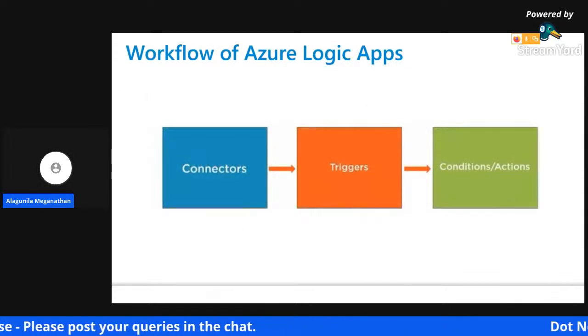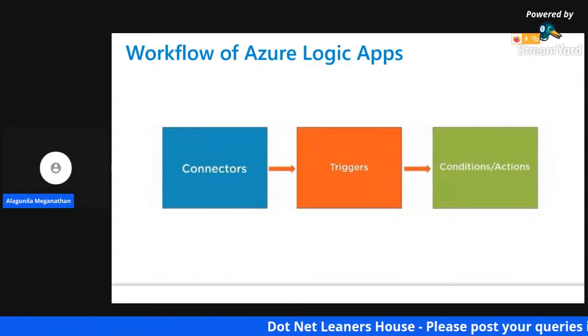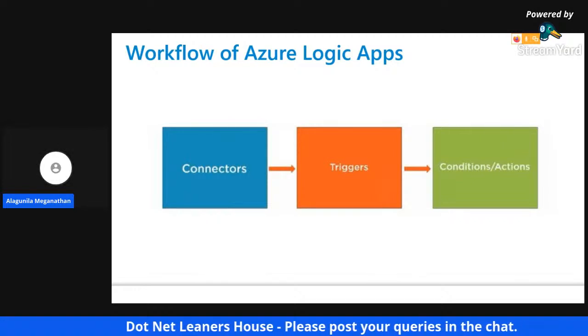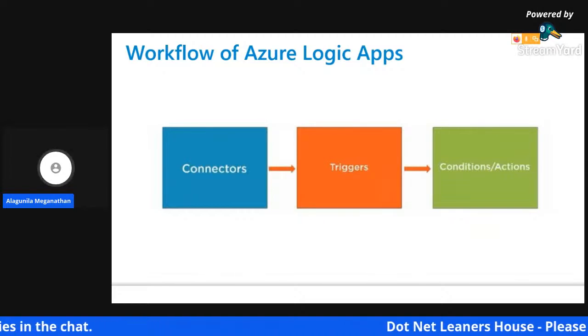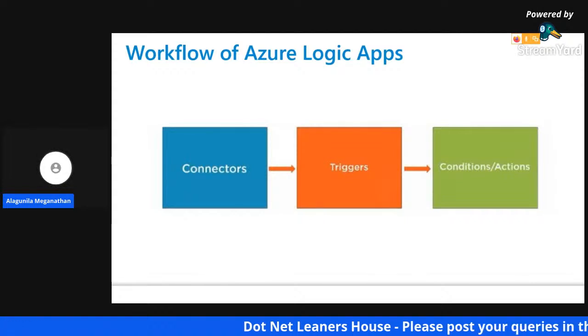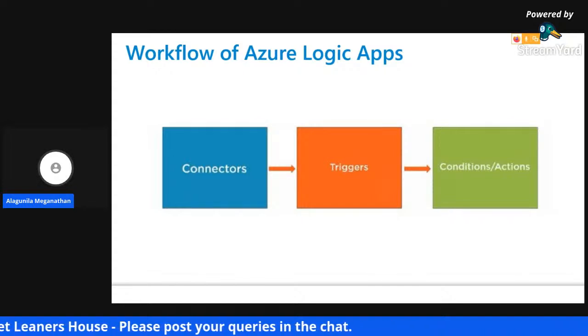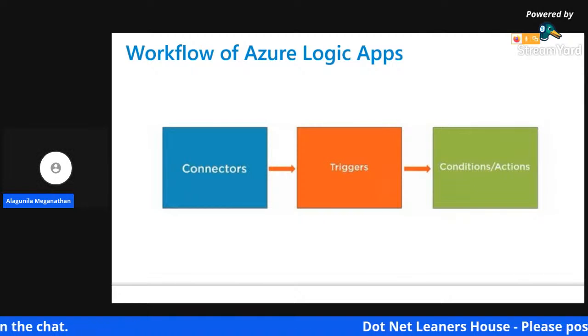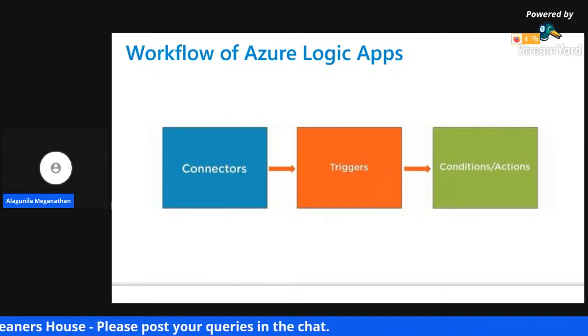So if you want to work with the Azure Logic App, three things are very important. The first one is connector, the second one is trigger, and the third one is condition. This is the process of building the workflow based on certain connectors, triggers, and actions. Connectors are like services. For example, whenever you receive an email with an attachment, you take that attachment and save it to Google Drive or OneDrive. Here your Gmail or Outlook is a connector, and your OneDrive is also a connector. These are the connectors.